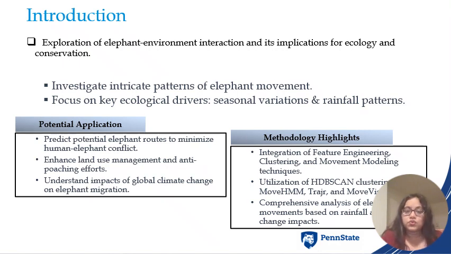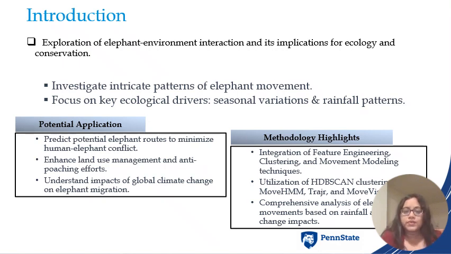Now, elephants don't wander aimlessly. There are intricate patterns to their movements, deeply influenced by environmental factors. Two pivotal ecological drivers behind elephant movements are seasonal variations and rainfall patterns. So they search for food, water, and ideal conditions, which are often dictated by these drivers.